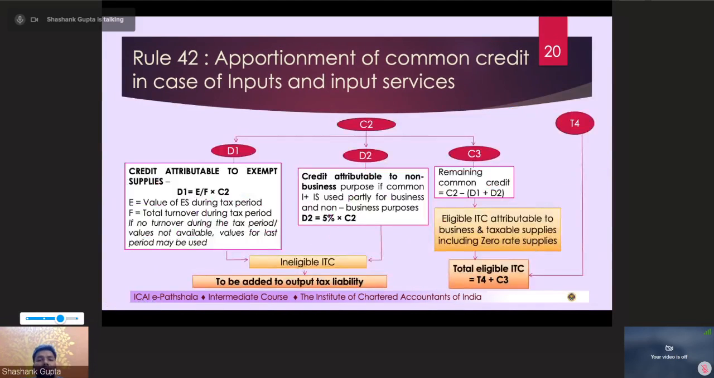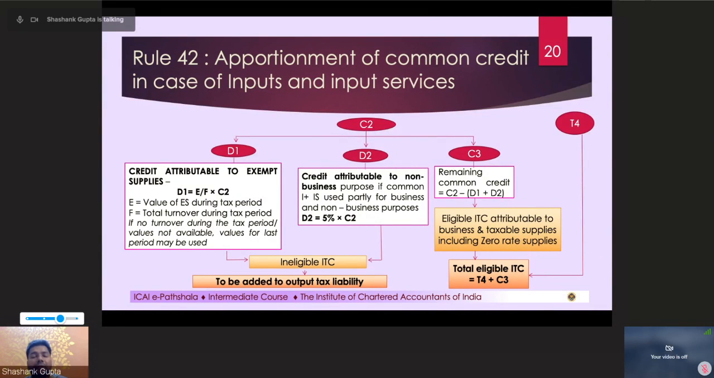So T1, T2, T3, D1, D2, C2, C3, this is all very complicated. But if you structurally look at the format, it is actually very simple. This exercise has to be done every month. This has to be done separately for IGST, separately for CGST, separately for SGST. And month on month basis, we need to do this.